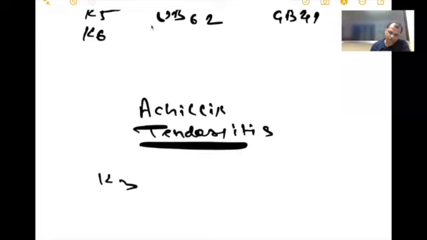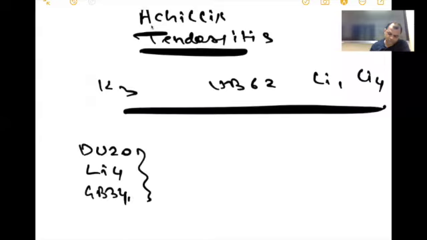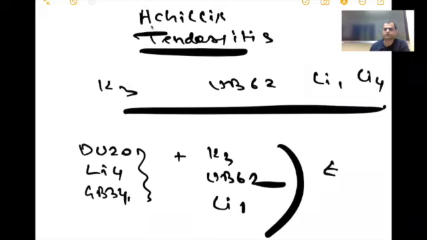just kidney 3, urinary bladder 62, LI1 and LI4. And we can also add DU20, LI4, gallbladder 34, plus kidney 3, urinary bladder 62, and LI1. So this is the point protocol for Achilles tendonitis.